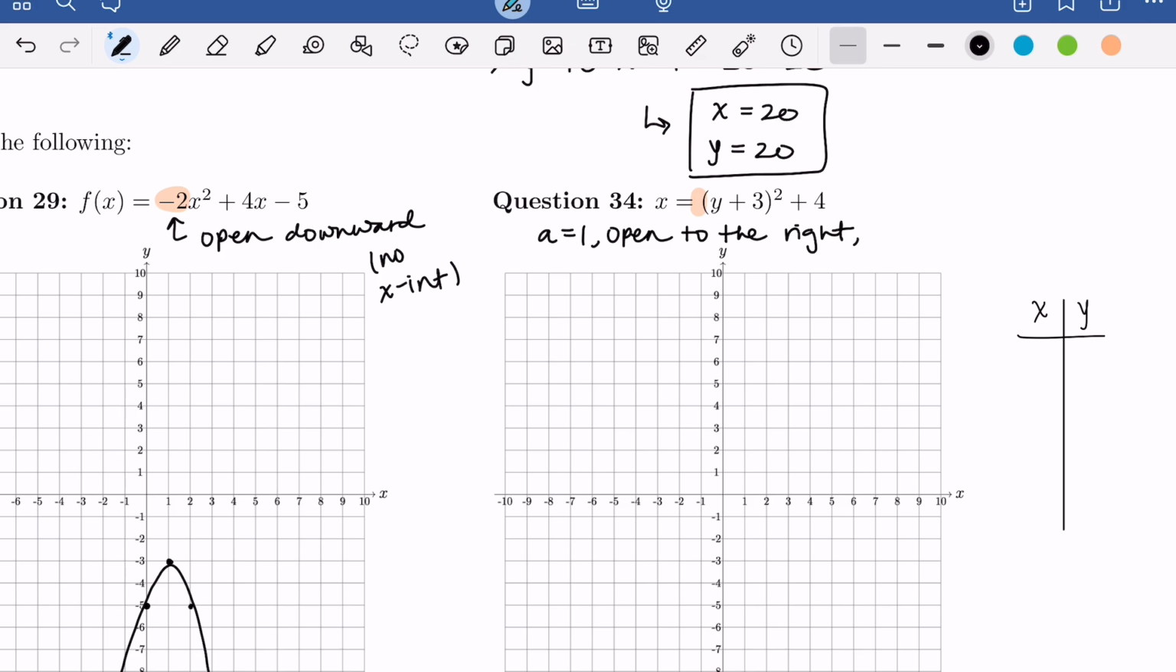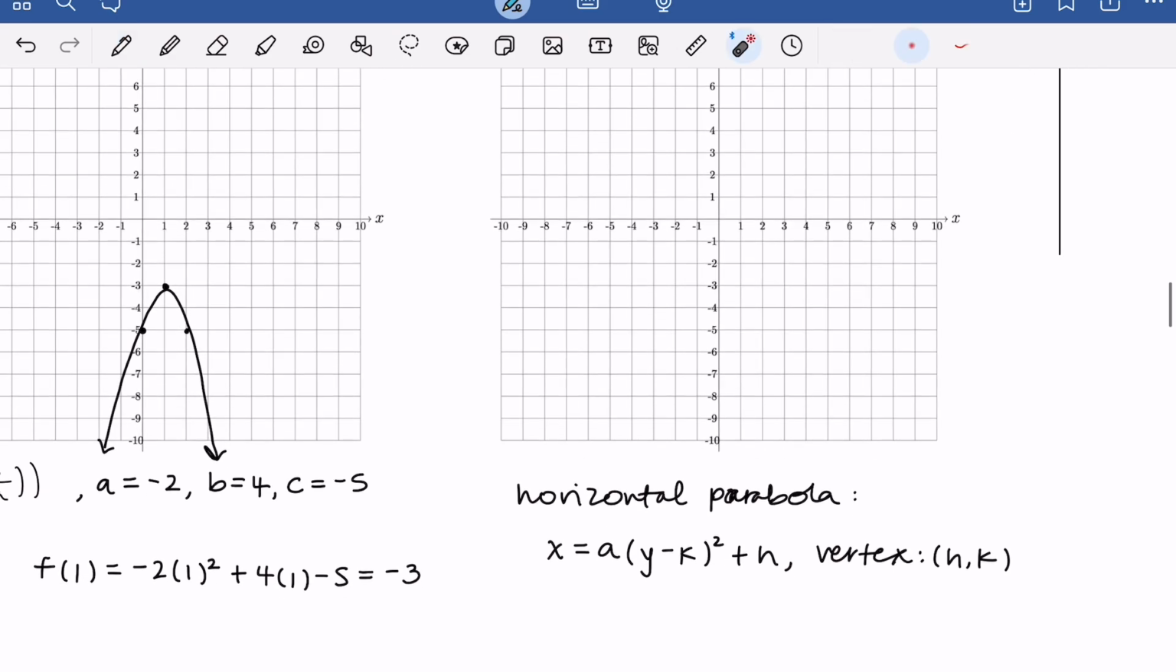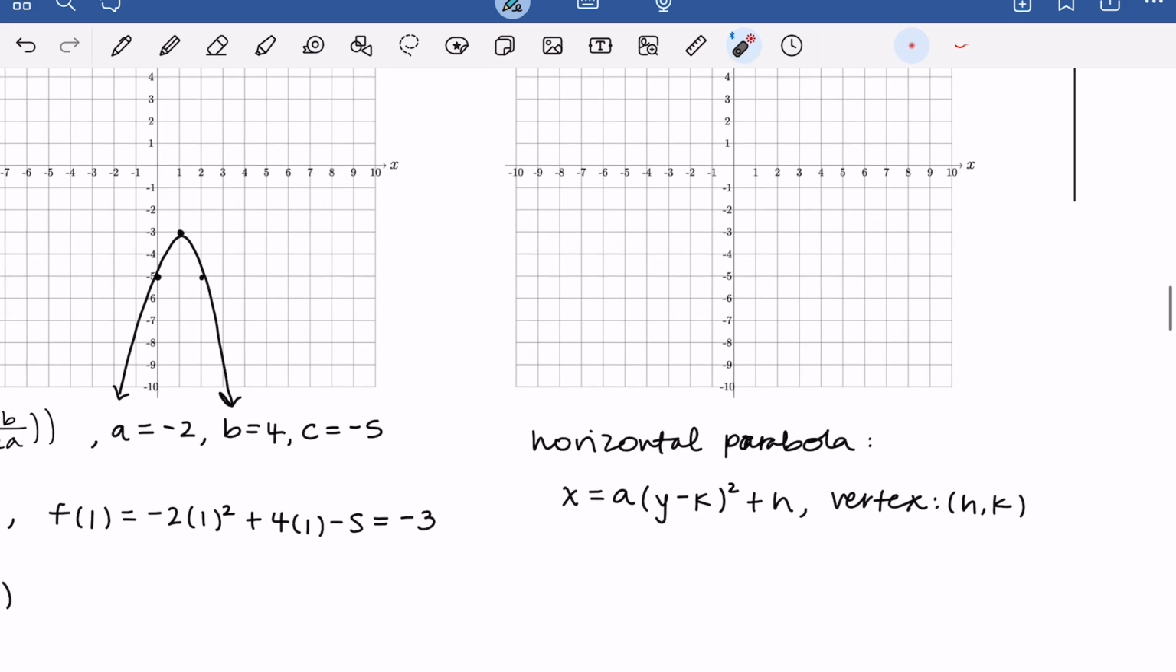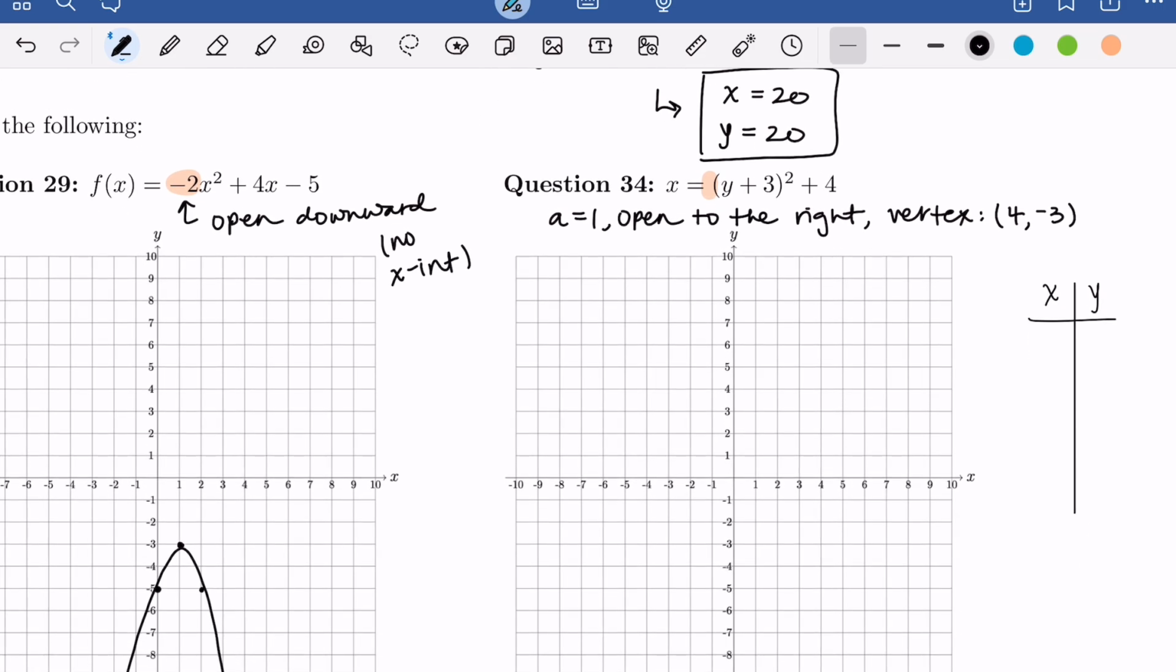All right, additionally, we can figure out what our vertex is going to be. Going back to this equation, our h value is on the outside, so this will be +4. And our k value is going to be inside of our square here. Going back to our formula, we're going to have y minus k. So the only way that we would have a plus here is if our k value is actually negative. So our vertex in this case is going to be (4, -3). We can plot that here, that would be this point.